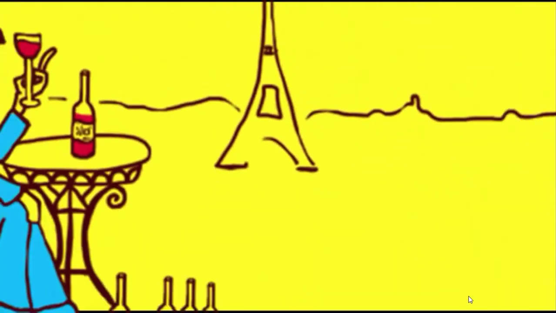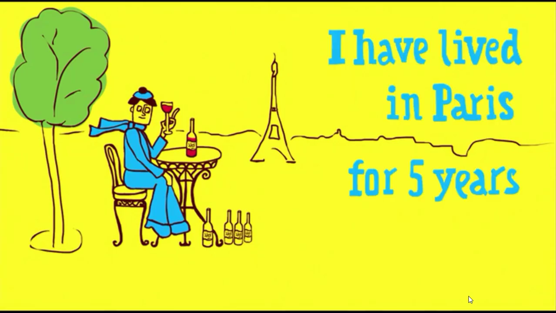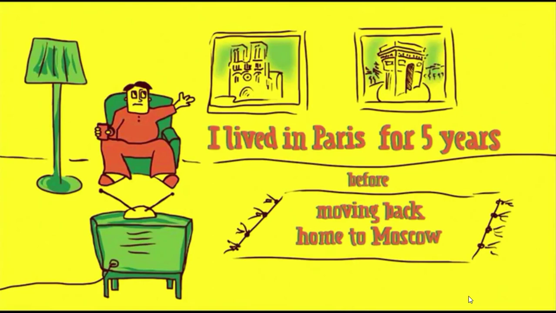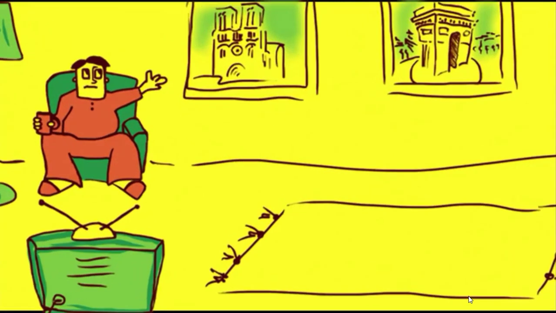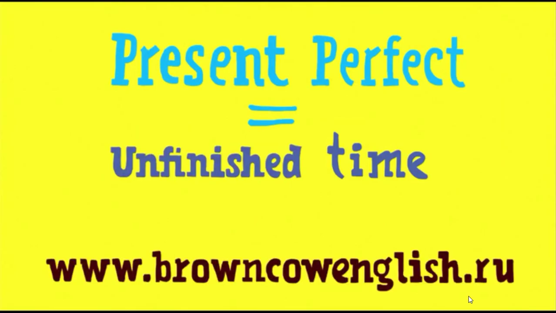Unfinished time can be clearly seen in this present perfect sentence. I have lived in Paris for 5 years. You moved to Paris 5 years ago and you still live there now. This is unfinished time. Compare it with finished time. I lived in Paris for 5 years before moving back home to Moscow. You lived in Paris for 5 years, but you don't live there now. So when you find yourself asking, what is the present perfect? Remember that the present perfect is unfinished time.